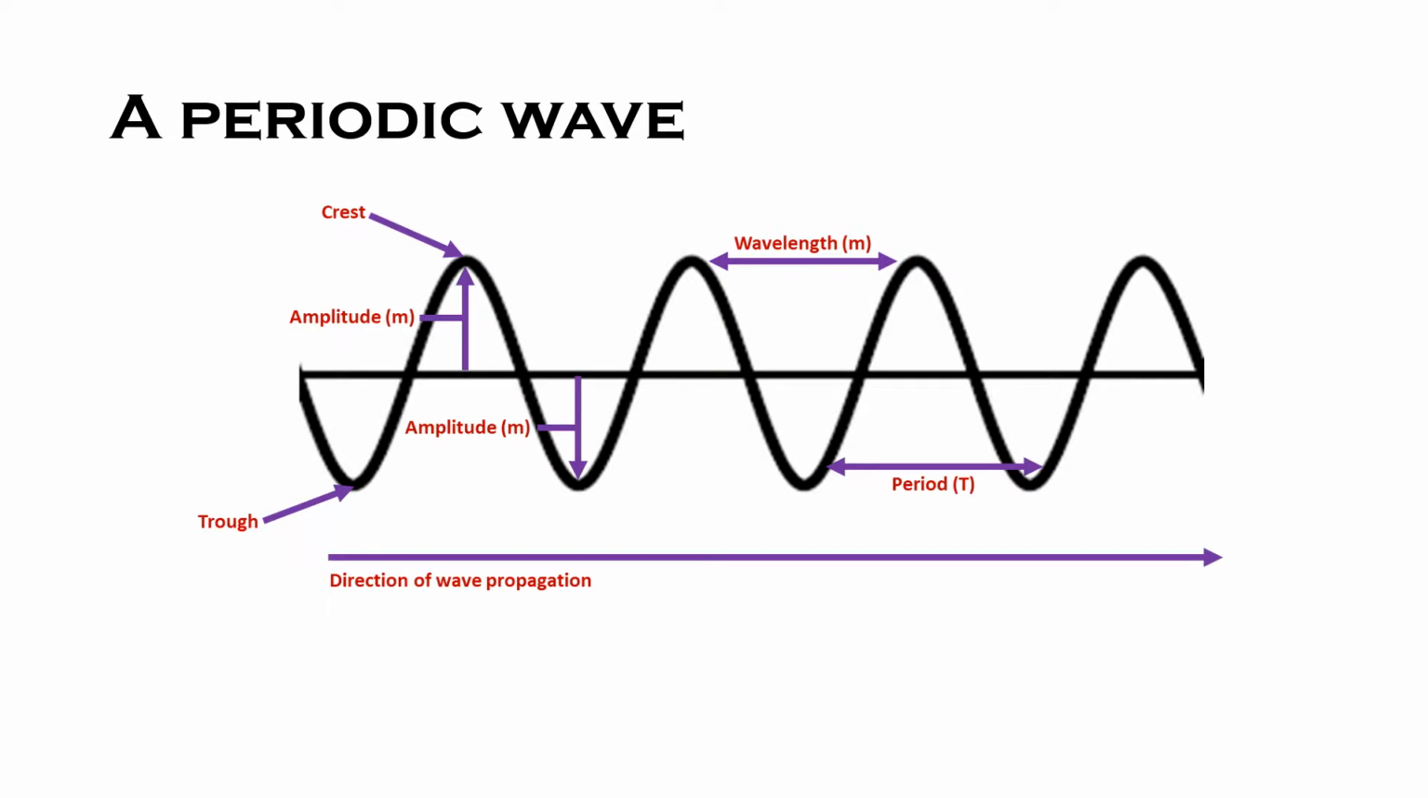Now, because light is a periodic wave, you guys should understand and know the components of a periodic wave. You have the medium, which is represented by the horizontal line. Above the medium, the very top of the wave is called a crest. Below the medium, the very bottom of the wave is called the trough. The distance between the medium and the crest is the amplitude, as well as the distance between the medium and the trough. The wavelength is the distance between two crests or two troughs. We are most interested in the wavelength.